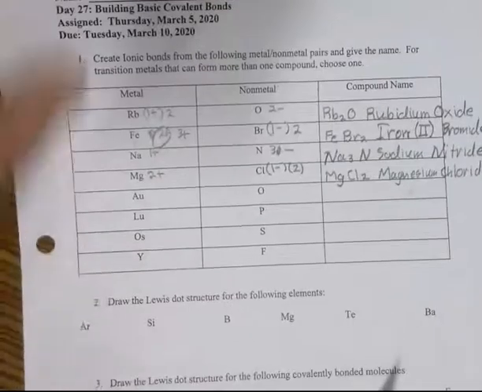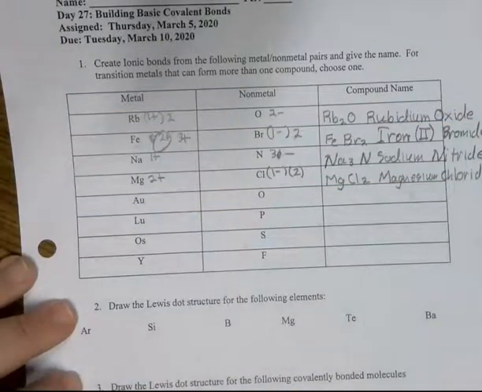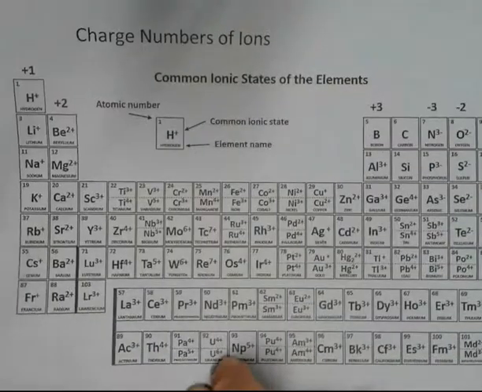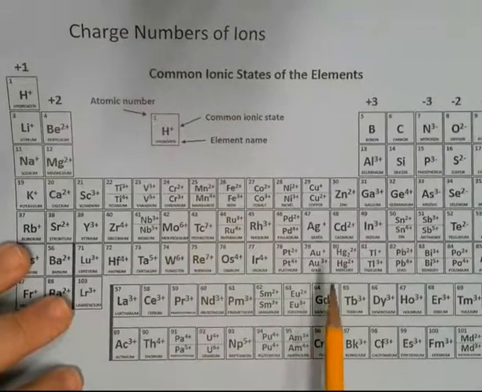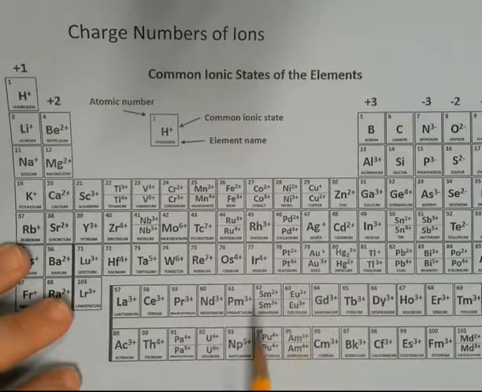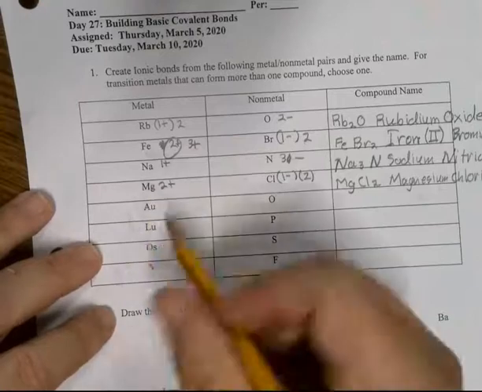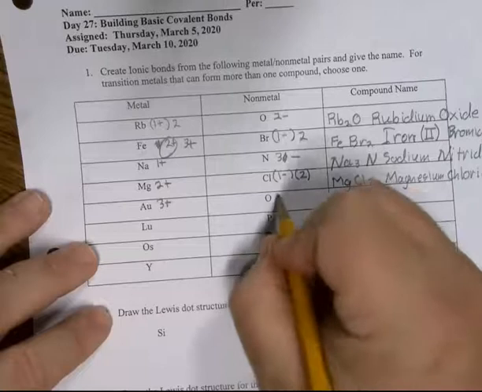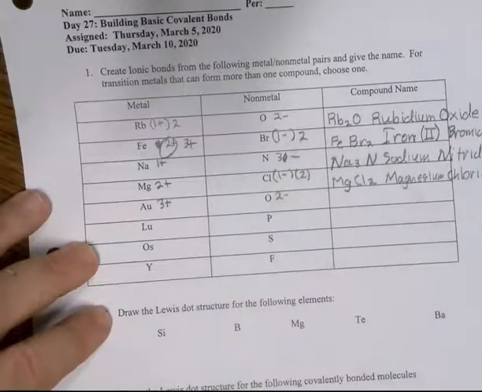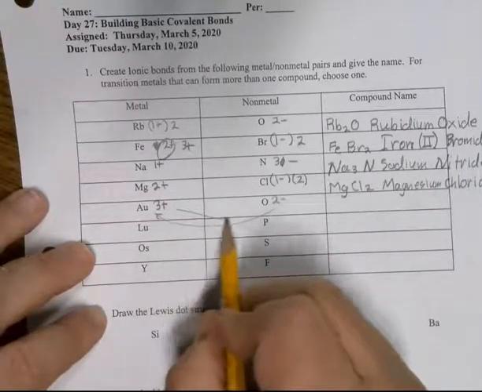Next up is gold oxide. So you look at gold on your charge sheet. In transition metals, you have to look on either this or the 60 ions because many of them have more than one charge. Gold can either be a 1+ or a 3+. Let's go ahead and make it a 3+. You can choose on this one. So it's going to lose 3 electrons. Oxygen is always going to want to gain 2 electrons. So now what we have to do is switch this over here and this over here.